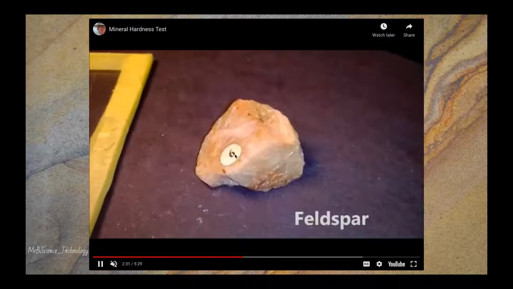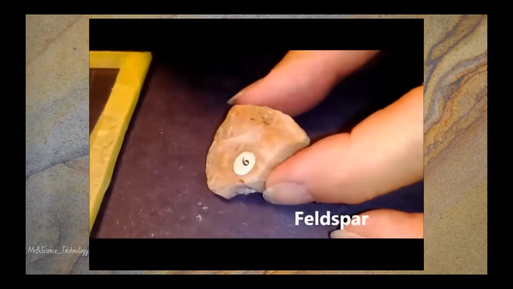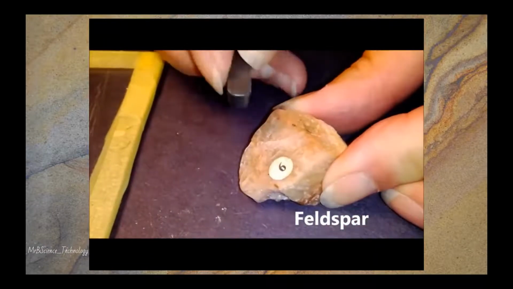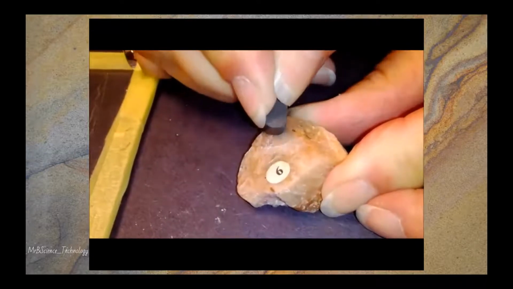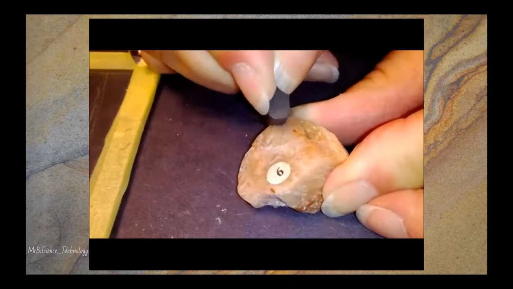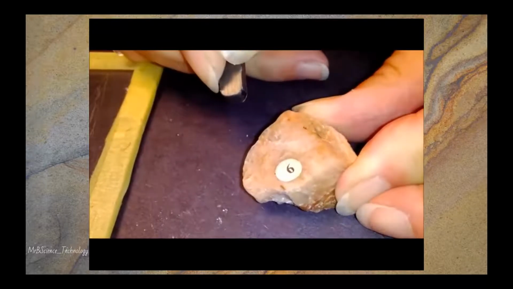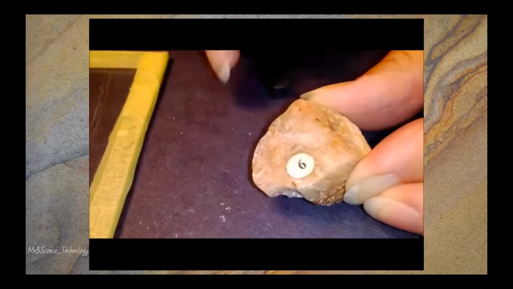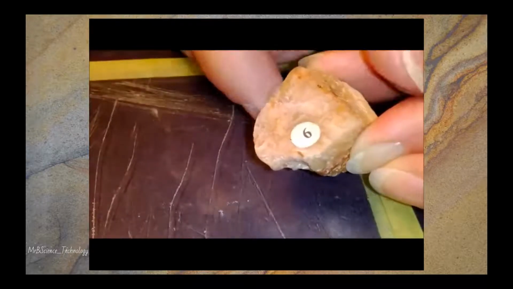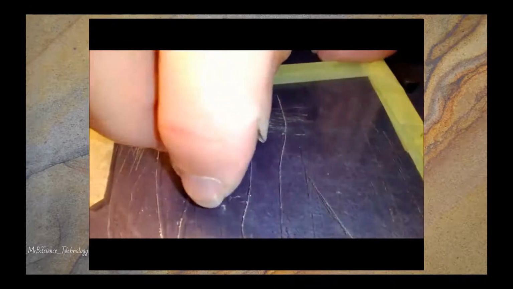All right, so at number 6, we have feldspar. So we've passed the halfway point, and the steel blade, let's see, is not able to scratch the feldspar because the steel blade is at 5.5 and the feldspar is at 6. So she is going to take the feldspar and test it on a piece of glass.